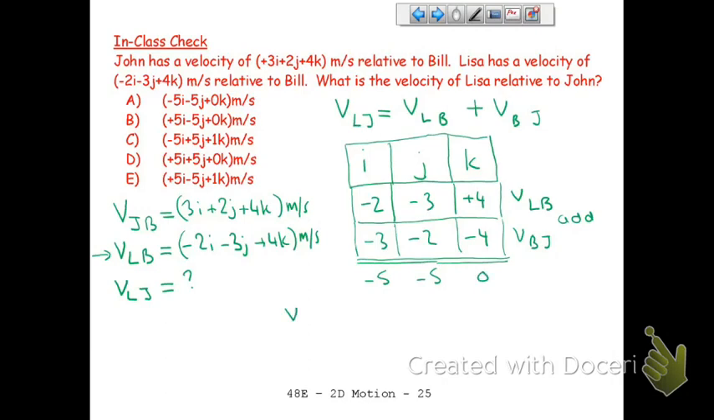So my velocity of Lisa relative to John is equal to minus 5I minus 5J plus 0K. I still put the K down because the axis still exists. Just because the value is 0, the axis still exists. I think 0 is underrated as a digit. It's just as valid as 7, but people tend to ignore it if it's a 0. And that is meters per second.